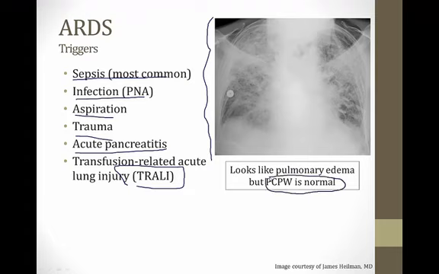If you were to put a Swan-Ganz catheter into this patient whose chest X-ray is shown here, you would see that the pulmonary capillary wedge pressure is something like 12 or 10. It's a normal value. In order to get this chest X-ray from heart failure, you would need a wedge pressure of 25 or 30, something very high. And in fact, normal wedge pressure is one of the diagnostic criteria for ARDS in clinical trials because they want to make sure they're not accidentally enrolling people into trials who have heart failure.